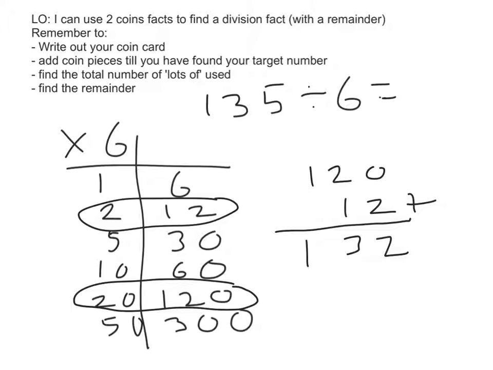Awesome. Now that is very close to my total number. If I added another 6 onto that, I would go over it, so that must be close to my answer. So I know my answer must be 20 and 2, so my answer must be 22, and now I need to find the remainder. I can look at that 135, take away 132 would give me a remainder of 3. Okay guys.